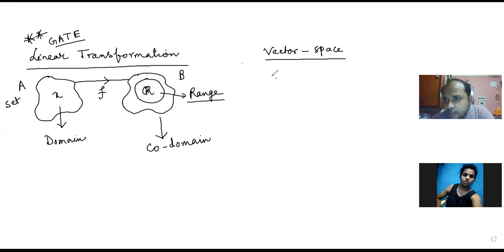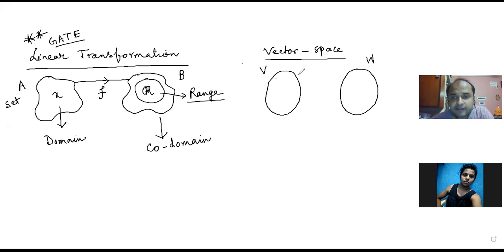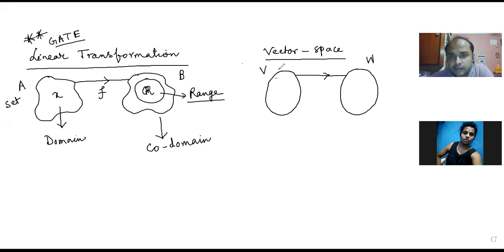Since we have come to know of the vector spaces, the operations of vector space, vector addition, scalar multiplication, and many other aspects like subspaces, the spanning set and basis, now if we consider two vector spaces, say one vector space is capital V and another vector space is capital W, then also we can define a function from the vector space V to vector space W.